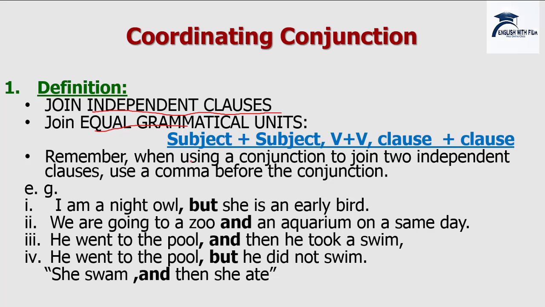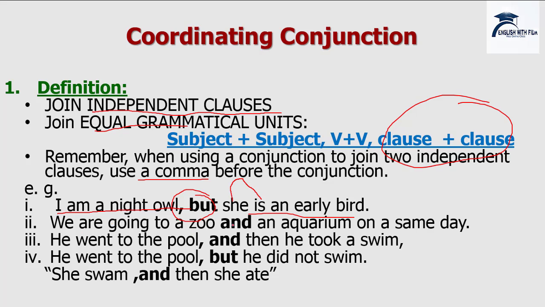But remember, when using a conjunction to join two independent clauses, use a comma. If your conjunction joins clauses, don't forget to use a comma before it. Look at the example. I am a night owl. She is an early bird. These are the two clauses. Clause: if a statement has a subject and verb, it is called a clause. So this conjunction carries a comma before.